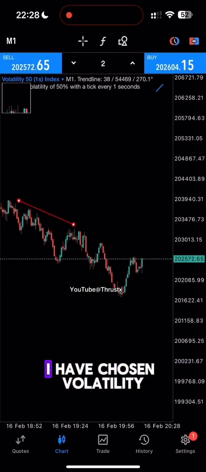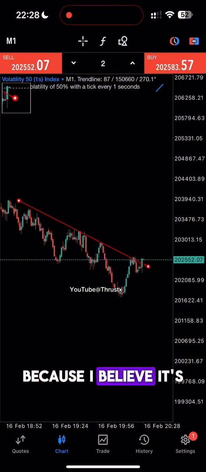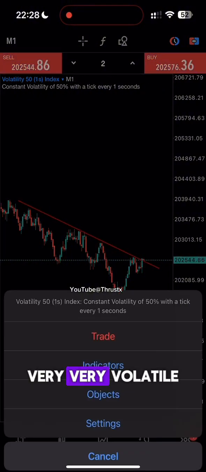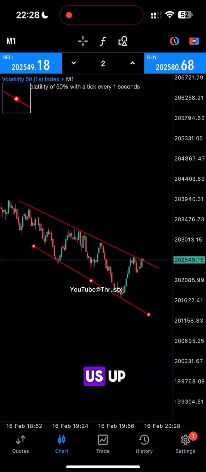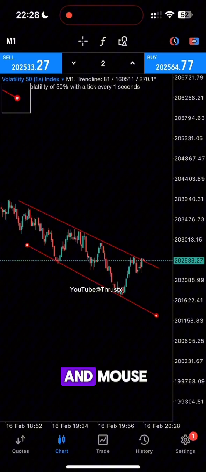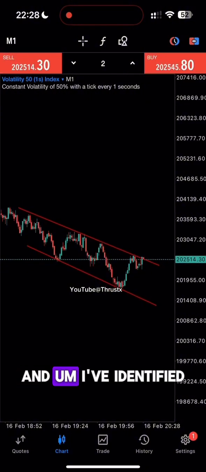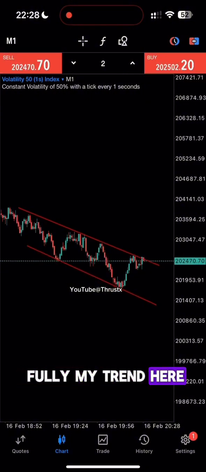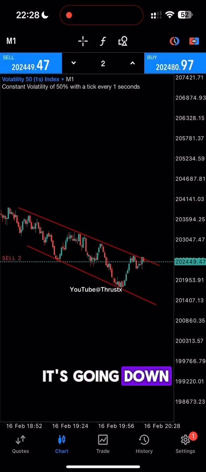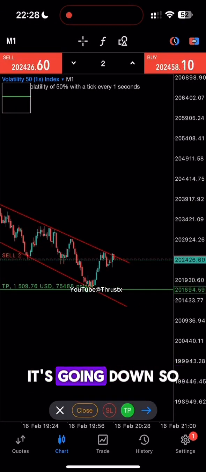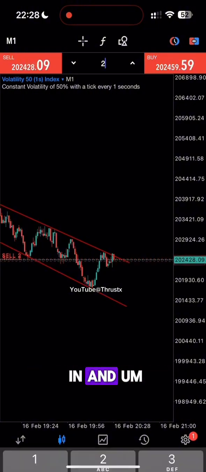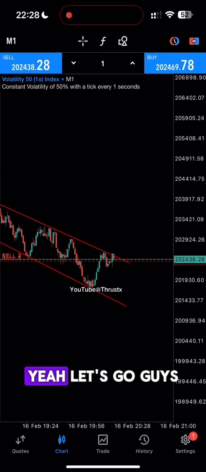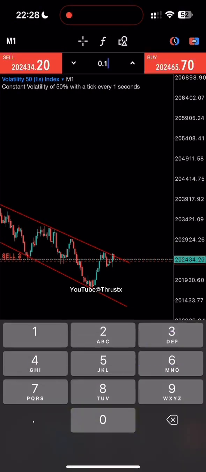So without wasting time, I have chosen Volatility 51 seconds because I believe it's most volatile. Very, very volatile. And I know that this one will take us up, but it's a game of cat and mouse. And I've identified fully my trend here. And if you see, it's going down. So my first position is in. And yeah, let's go, guys. We are going full again.